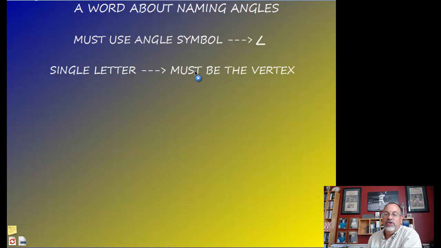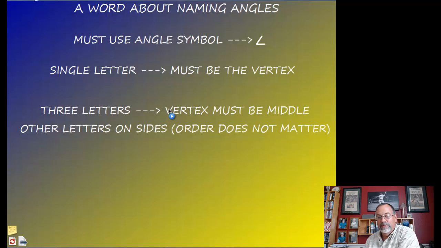Okay, now you can also name it using 3 letters. Now a couple rules here. Again, you have to use the angle symbol, talk about it in just a moment. But the middle letter must be the vertex. The vertex must be in the middle. Okay, the other two letters, how you use them, that doesn't matter.